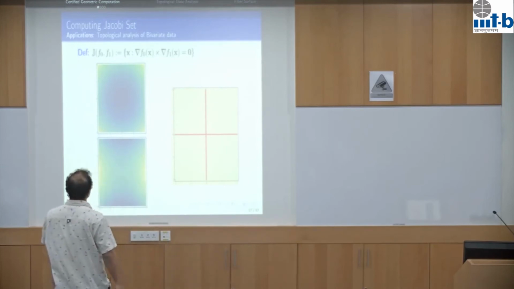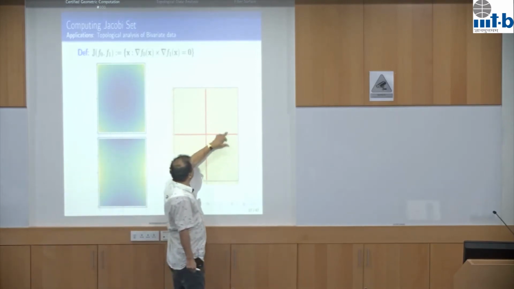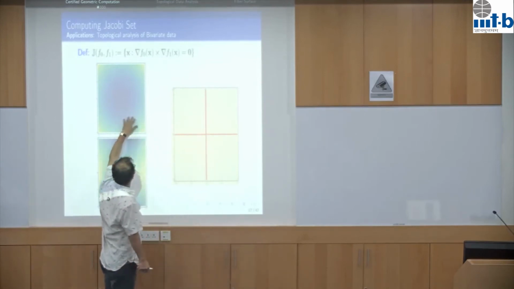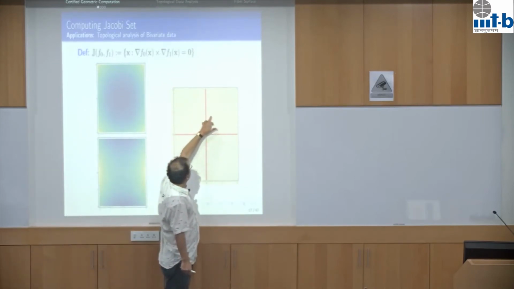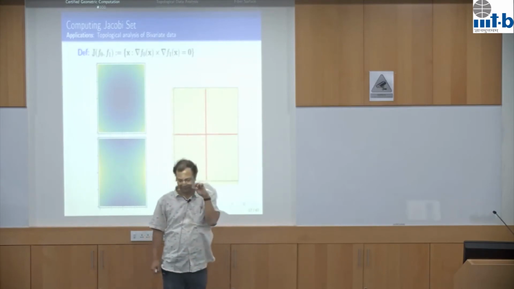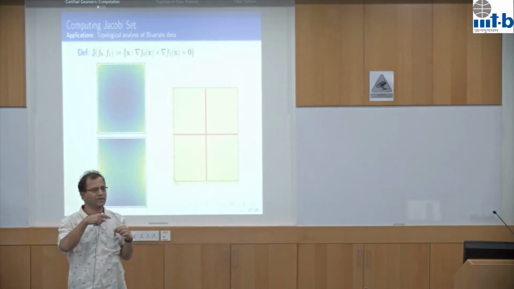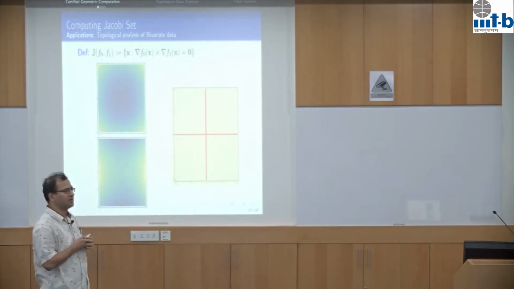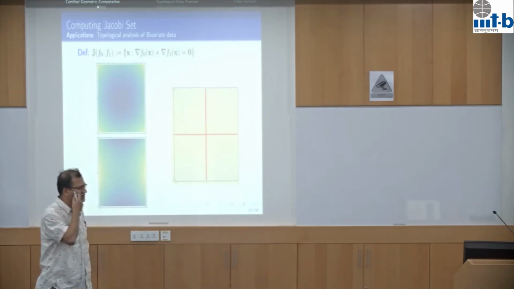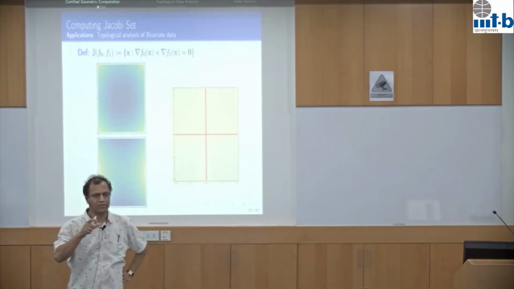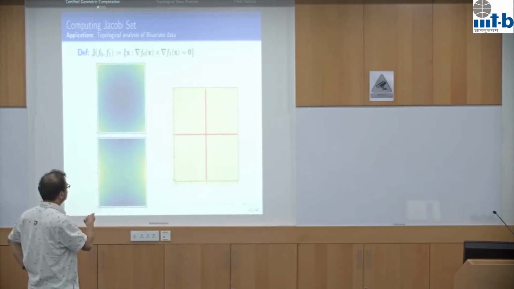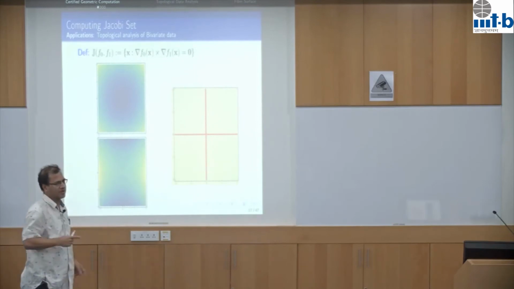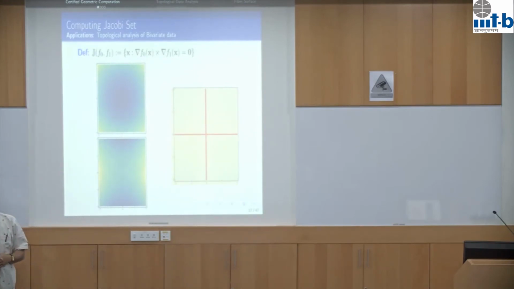If you have multiple fields, then at these red points you can see that the first scalar field has some contours, the second scalar field has some contours, and at these red points the contours of one scalar field are touching those of the other. These are called the Jacobi set, and they are very important because these are the points where the topology of a bivariate or multivariate field changes. At those points this equation is satisfied: the gradient of the first scalar field crossed with the gradient of the second scalar field is 0.